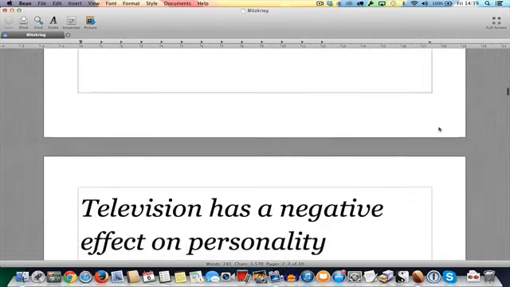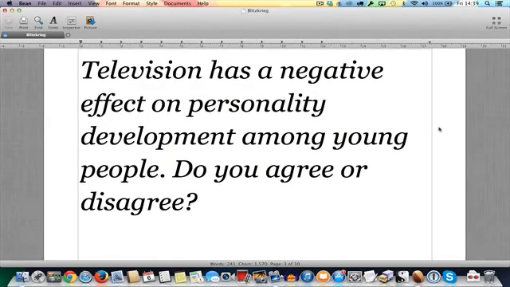So let's take a look at an example question. Television has a negative effect on personality development among young people. Do you agree or disagree? Selecting the type of essay you will need to write requires identifying and understanding the question's action words. As you recall, action words are the words in the question that either instruct the student to do something or elicit action from the student. So in this essay question, do you agree or disagree are the words that instruct the candidate to respond in a certain manner.